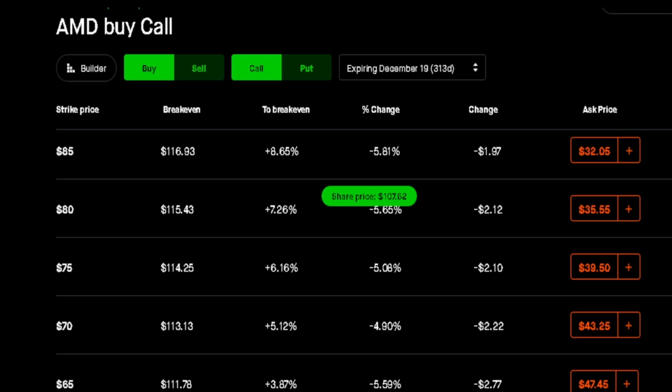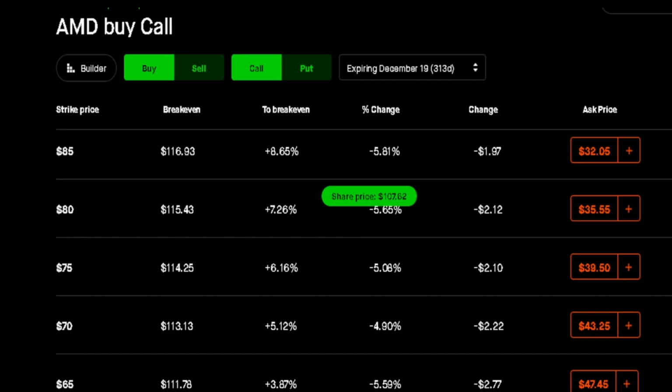Let's break it down step by step with an example. Imagine you want to trade a stock like this one, AMD, which is currently priced at $107.62 per share. A traditional covered call would require you to buy 100 shares at $107.62, which is $10,762 in capital that you would have to tie up buying the 100 shares to start doing a covered call.